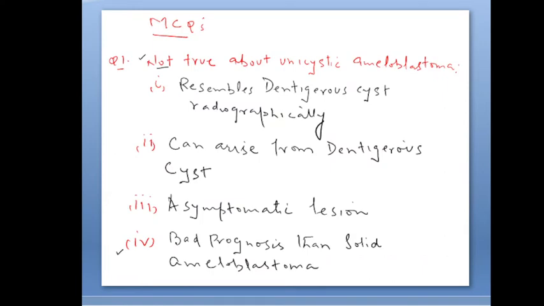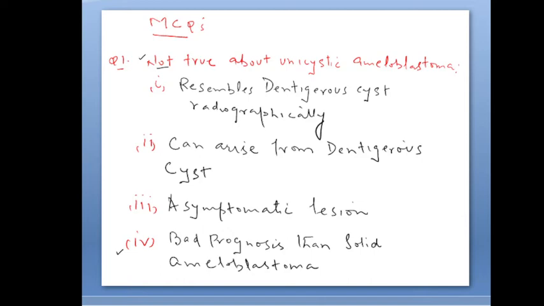Now, some multiple choice questions. Question number one, not true about unicystic ameloblastoma. Option number one is correct: it resembles dentigerous cyst radiographically. Option number two is also correct: it can arise from a dentigerous cyst, which is one of the important etiopathogeneses of unicystic ameloblastoma.